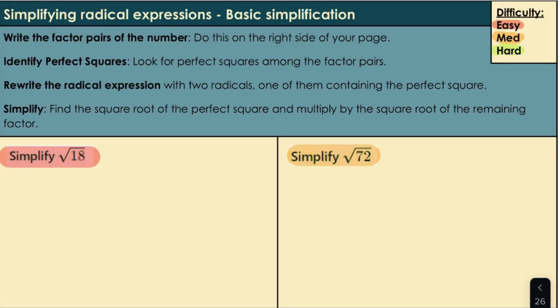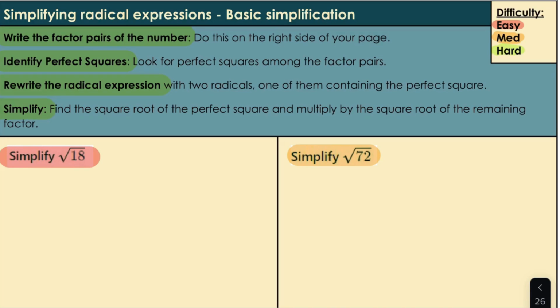How to simplify radical expressions, and we look at basic simplification. We will follow these 4 steps. We'll write the factor pairs of the number, identify perfect squares, rewrite the radical expression with 2 radicals, and we'll simplify. Our first example, simplify root 18.